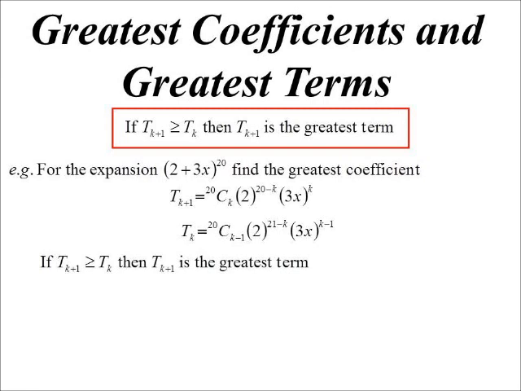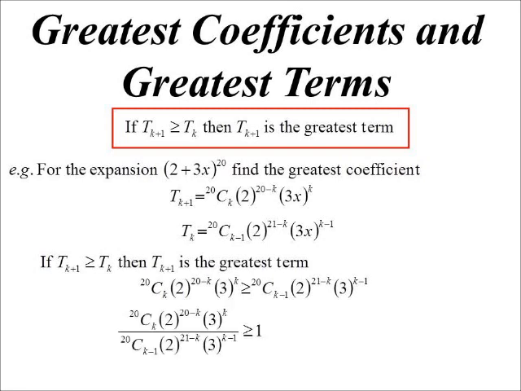If term k plus 1 is greater than term k, then term k plus 1 will be the greatest. Well, I've said term there, but I'm only interested in the coefficients for this particular question, so I'm not going to worry about the x's. So 20ck, 2 to the power of 20 minus k, 3 to the power of k, greater than or equal to 20ck minus 1, 2 to the power of 21 minus k, 3 to the power of k minus 1. There's the inequality that we have to solve.